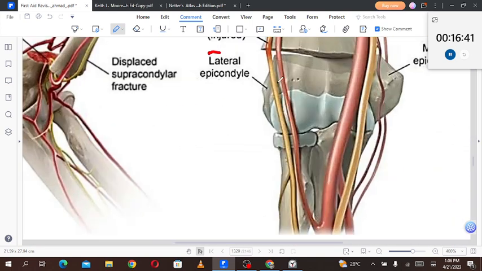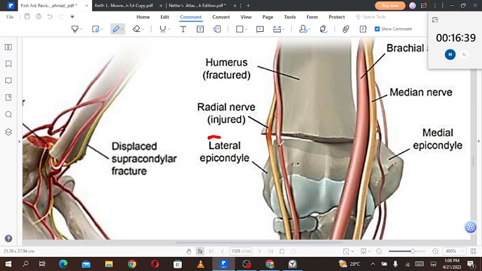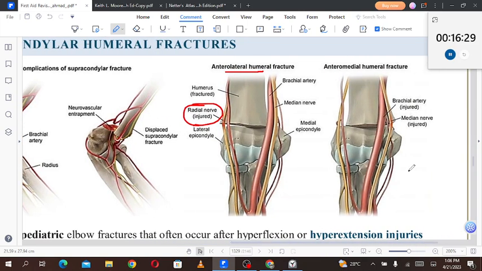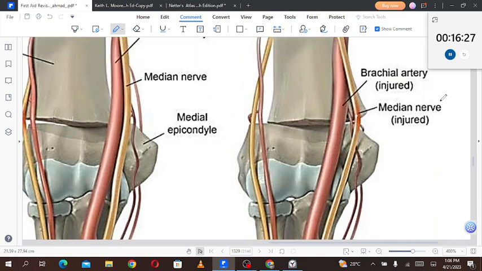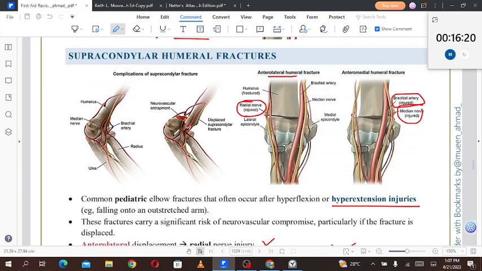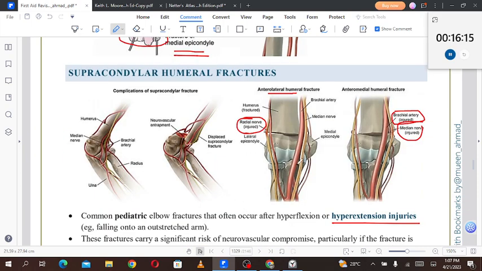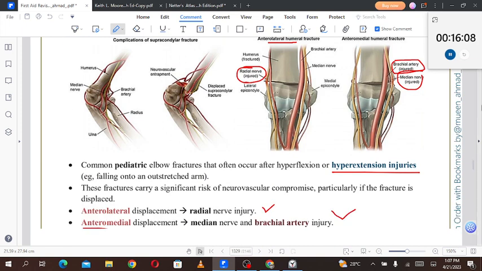Here you can see that whenever there is a supracondylar fracture and the humerus is deviated anterolaterally, the radial nerve can be injured over here. If there is anteromedial displacement, the median nerve can be injured because the median nerve is passing over there. The median nerve is injured over here and the brachial artery is also injured, because we have seen that in supracondylar fracture the median nerve is normally injured. If it is anteromedial displacement particularly, then the brachial artery and the median nerve are both injured together.